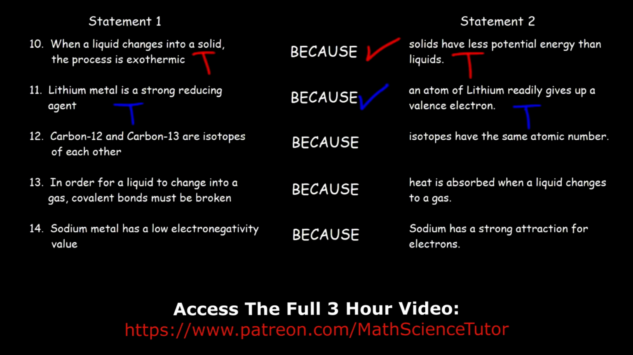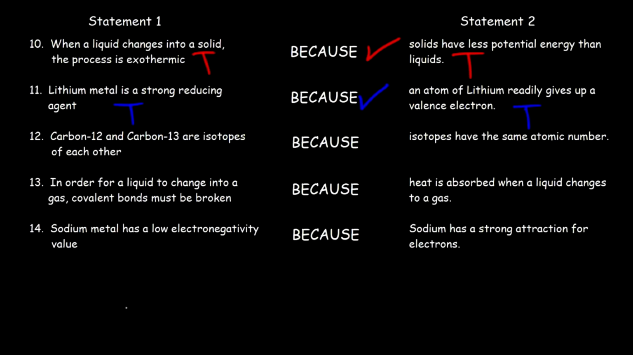Number 12. Carbon-12 and carbon-13 are isotopes of each other. Is that true or false? This is a true statement. The numbers 12 and 13 are the mass numbers of the isotopes. Isotopes are composed of the same element, but they have different mass numbers. Now, what about statement 2? Do isotopes have the same atomic number? Is that true or false? This is a true statement.